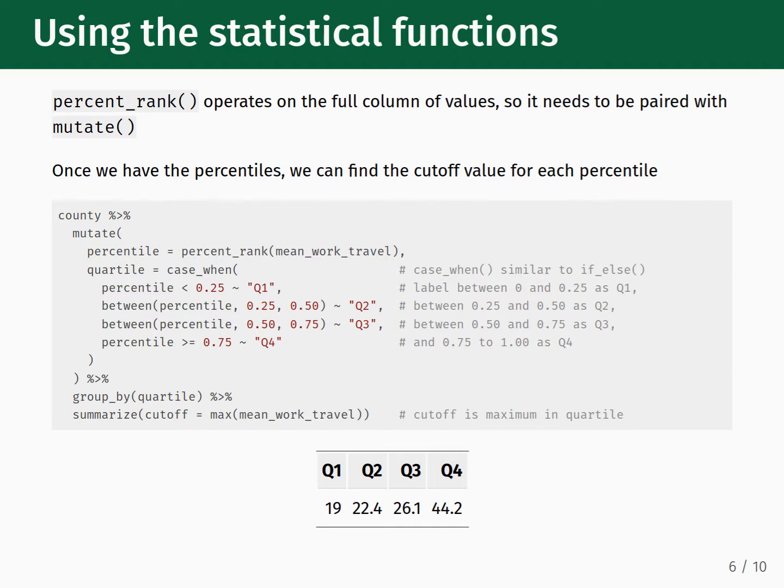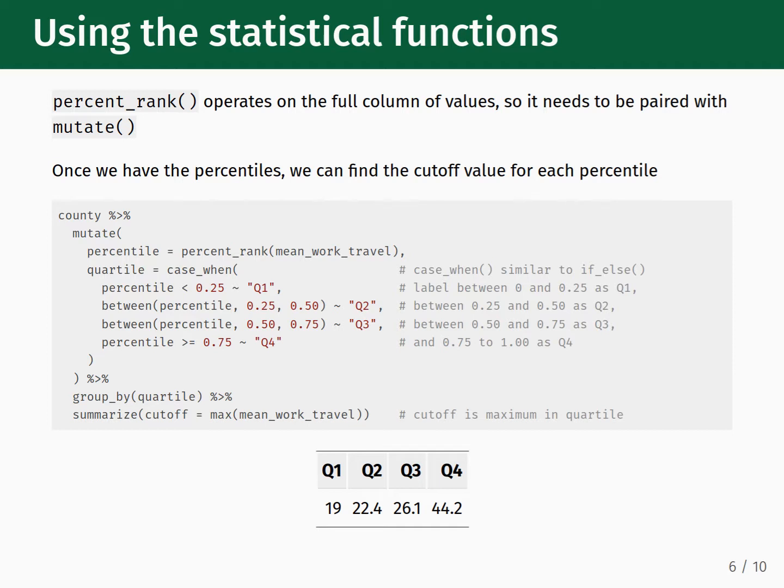quartile. When we run this full code block, we end up with the 4 quartiles for the average work travel times. The first quartile is 19 minutes, the second quartile is 22.4 minutes, the same as the median, the third quartile is 26.1 minutes, and the fourth quartile is 44.2 minutes, the same as the maximum.